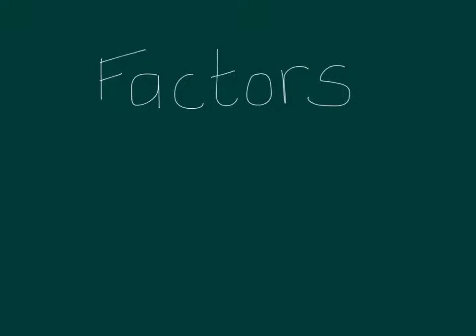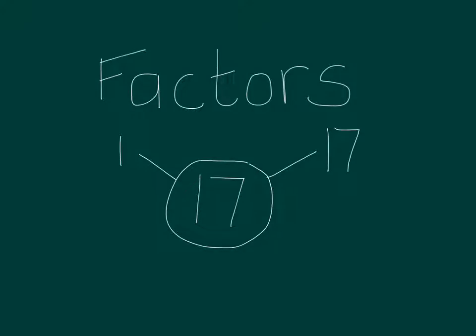Let's look at another one. Let's look at number 17. We need to find the factors of 17. Well, it's definitely in the 1 times table and its own times table, the 17 times table. So therefore the factors of 17 are 1 and 17.